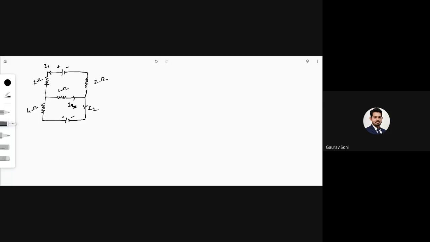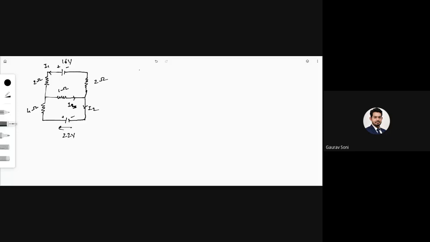Okay. The battery is of 22 volts and this is 16. This is 4 ohms, 3 resistance, 1 ohm. Fine. Now there are two basic laws that we use here. The one is Kirchhoff's voltage law, and the other is Kirchhoff's current law.